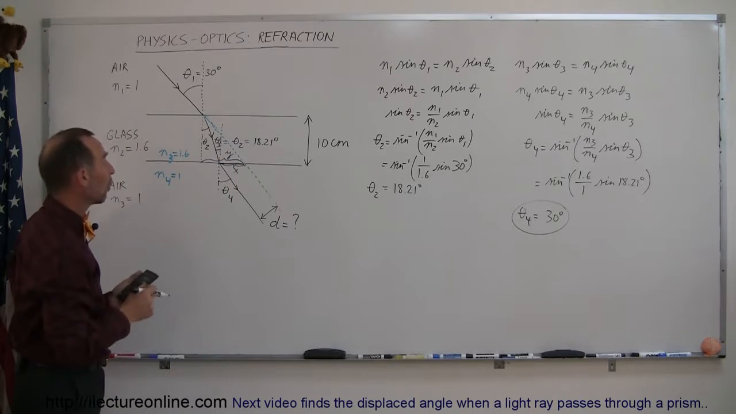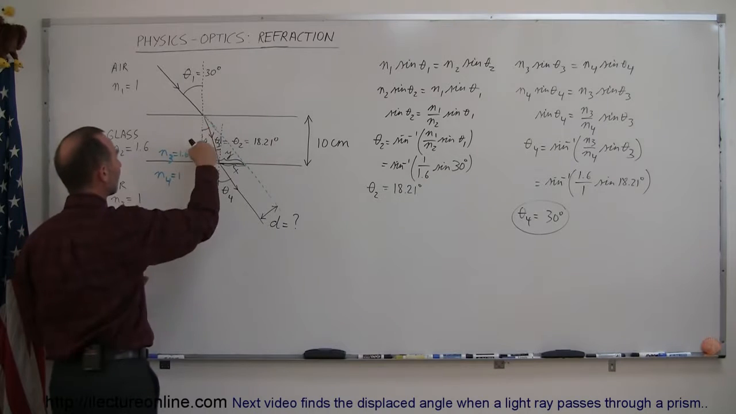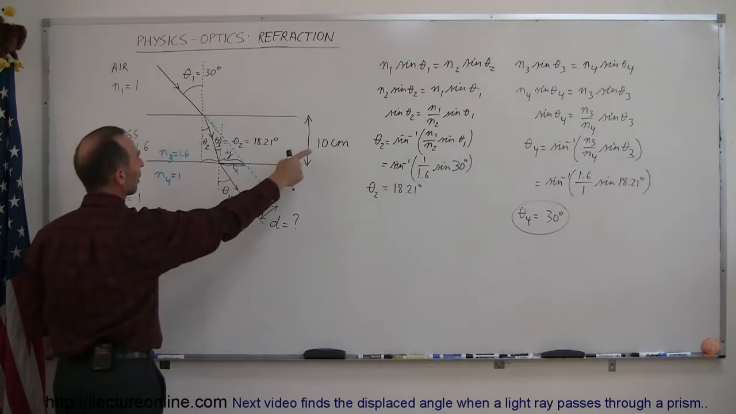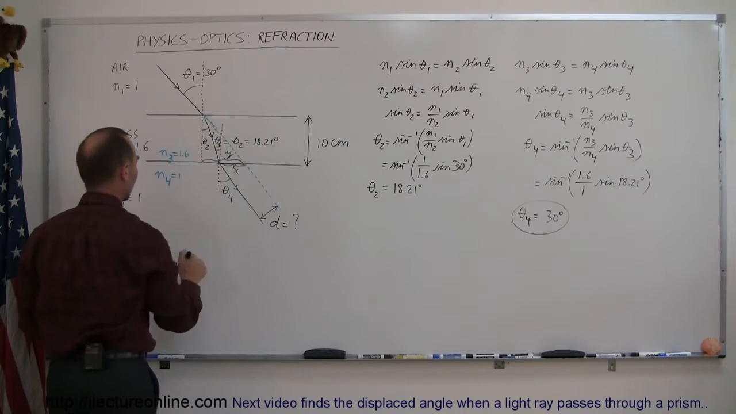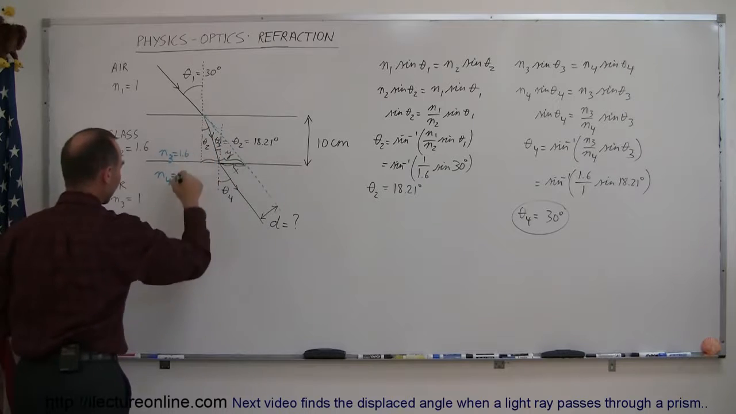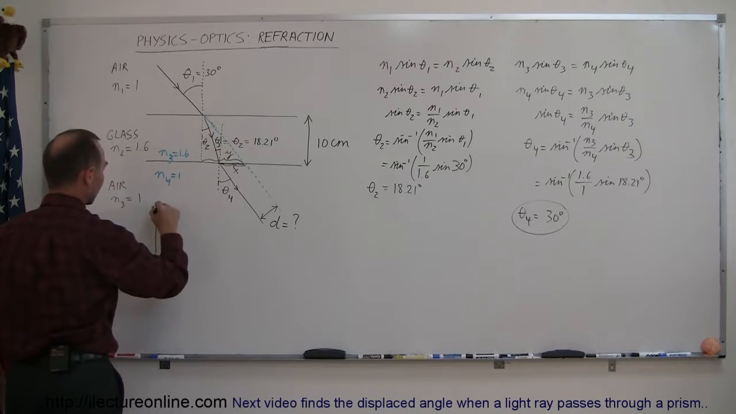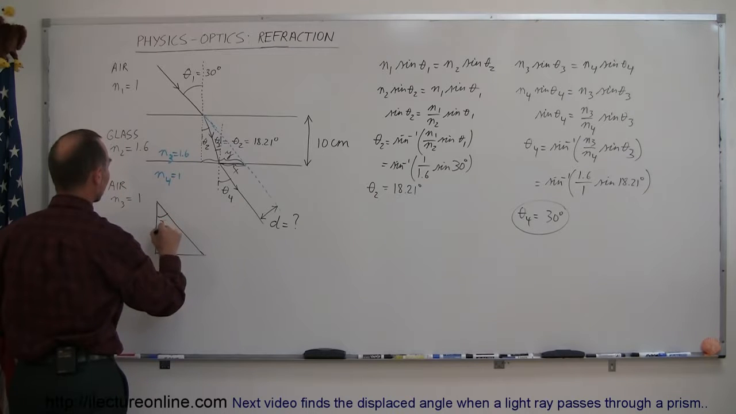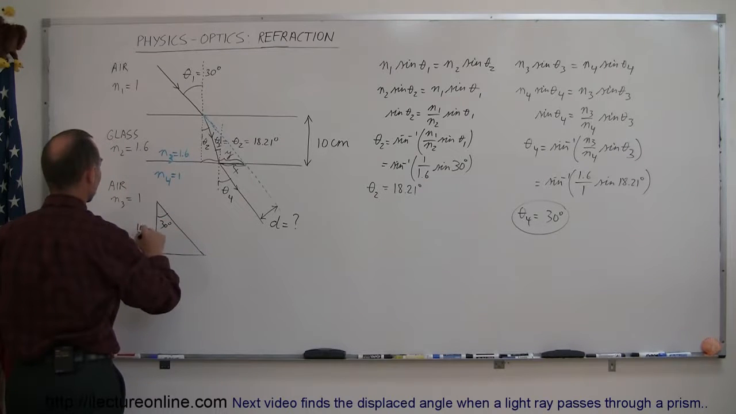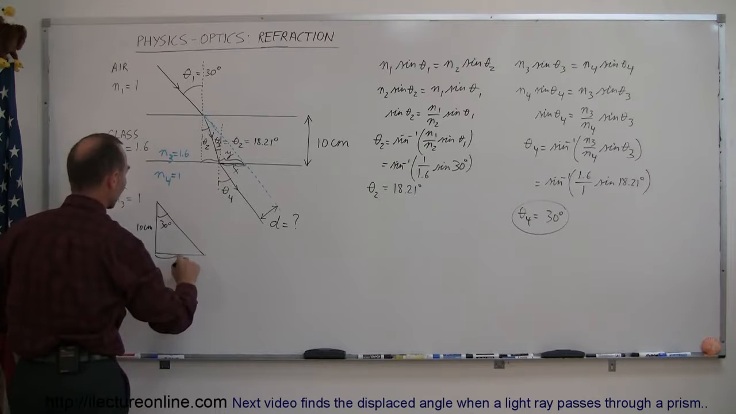So I think we can find y first because we know that this distance here is 10 centimeters. We know that the angle right there between this line and that line is 30 degrees. So let's draw this triangle here on the side. We know that this here is 30 degrees, this here is 10 centimeters, and this distance right here is equal to y.